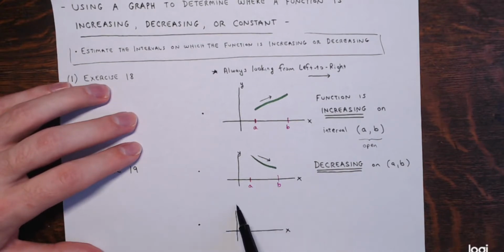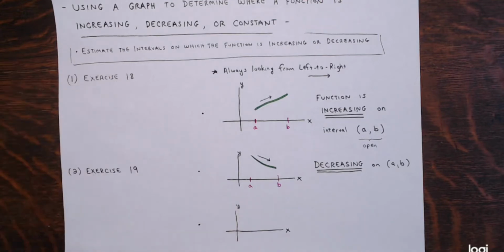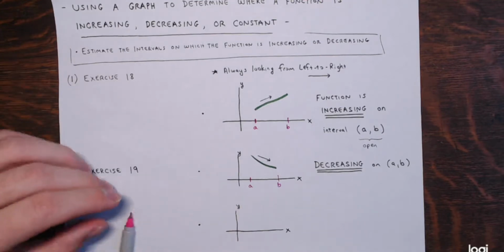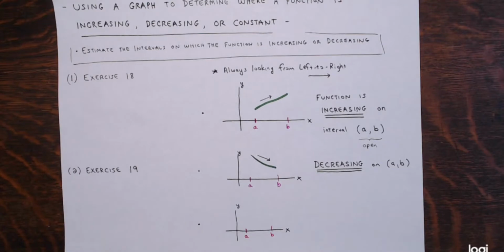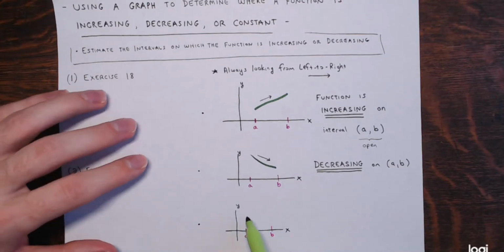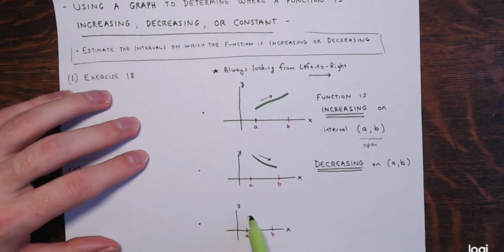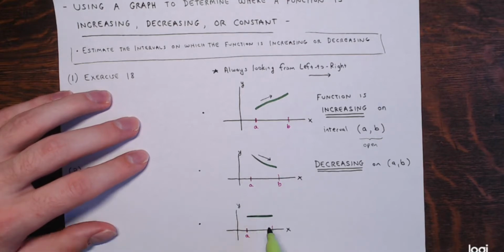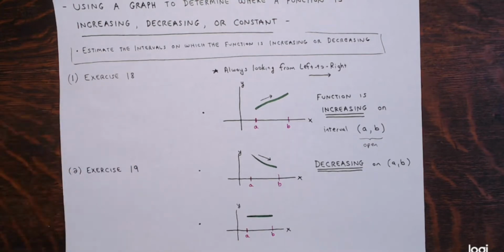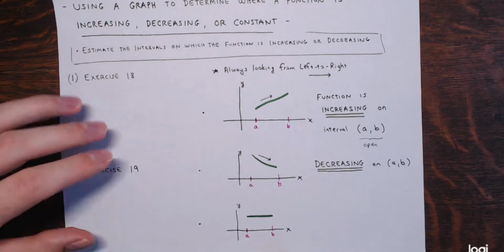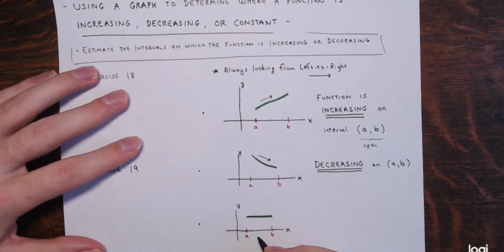So again, here's a little small version of the xy plane, and just suppose I'm looking on the x-axis here on the interval from A to B. A function would be constant over some interval if it's just totally horizontal, doesn't change value. The y value doesn't change at all. The y value remains constant. So for a piece of graph like this, they would say that the function is constant.